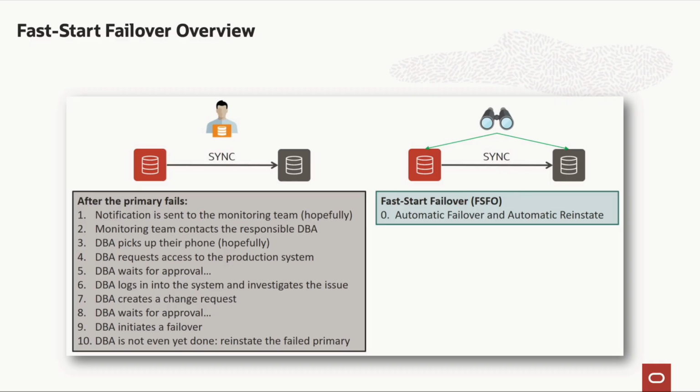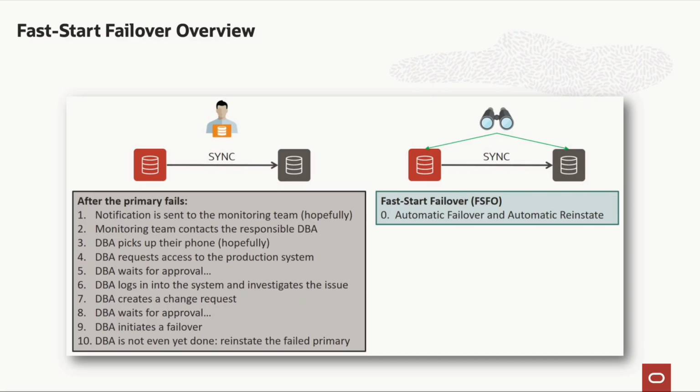It continuously monitors your DataGuard environment and automatically performs a failover in the event of an outage. This greatly reduces recovery time and the manual effort of reinstating the failed primary. Let's start our discussion with a simple failover scenario.